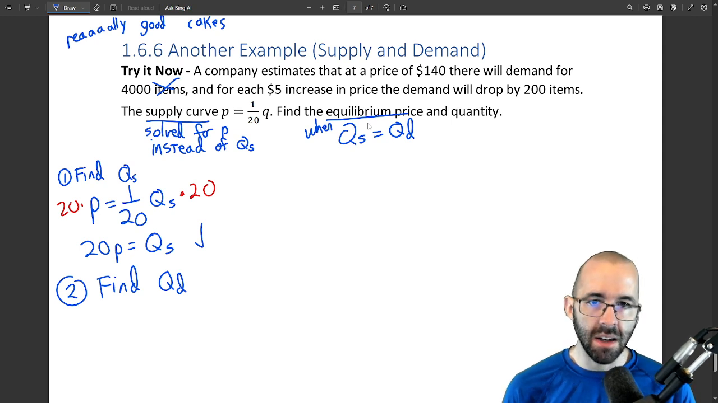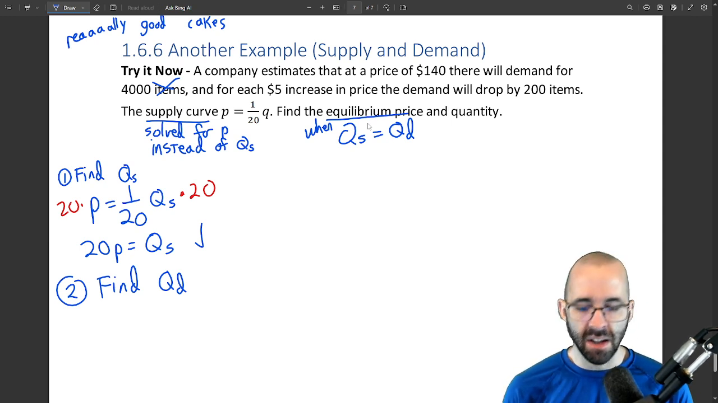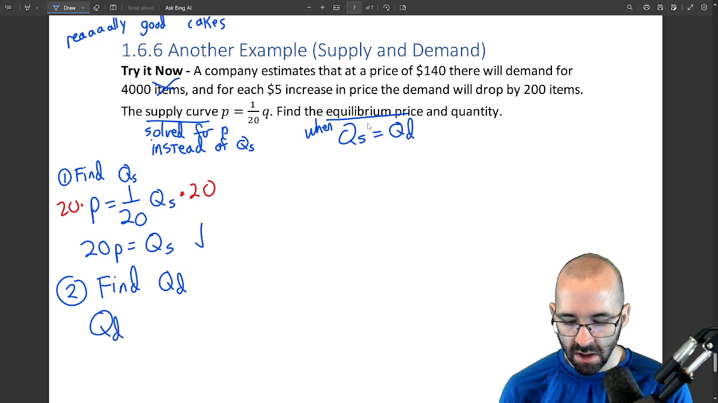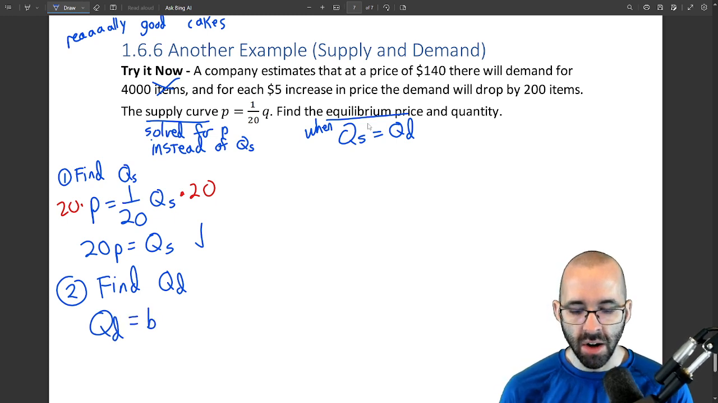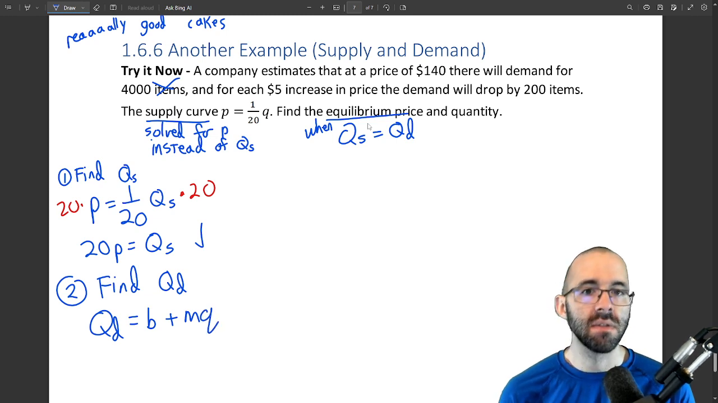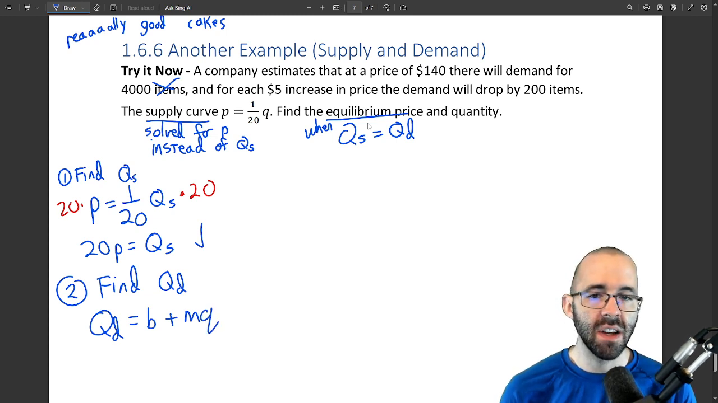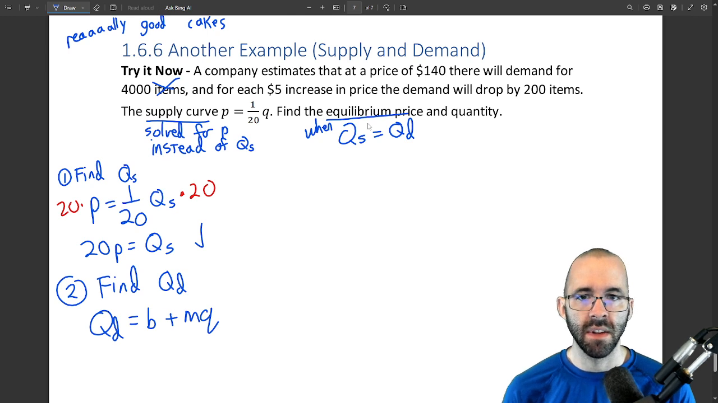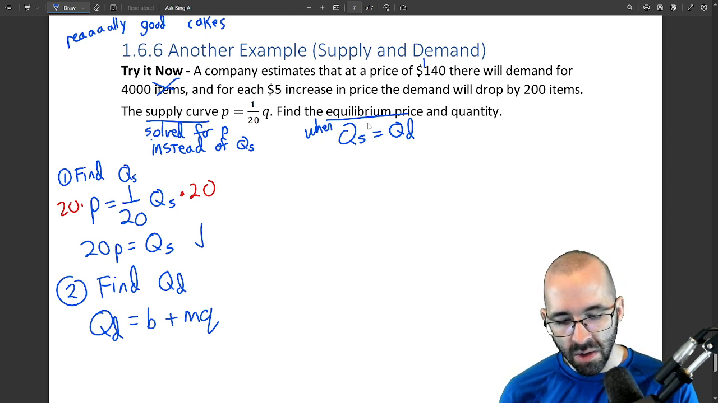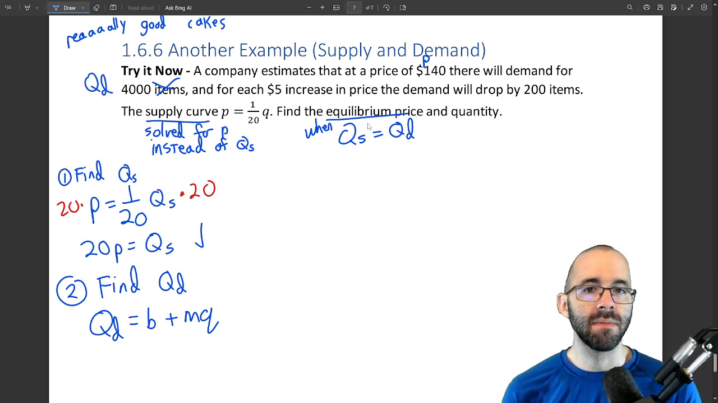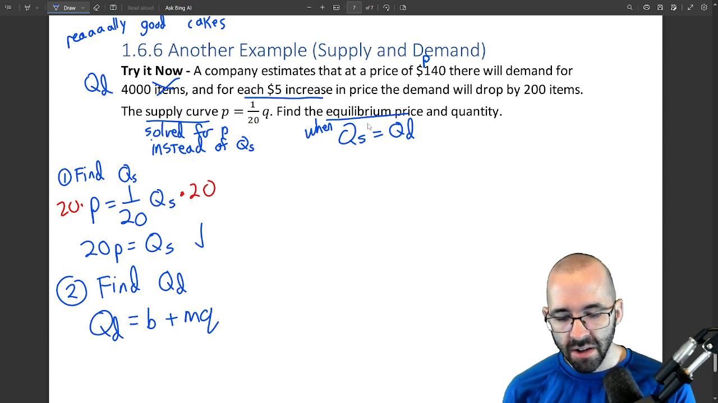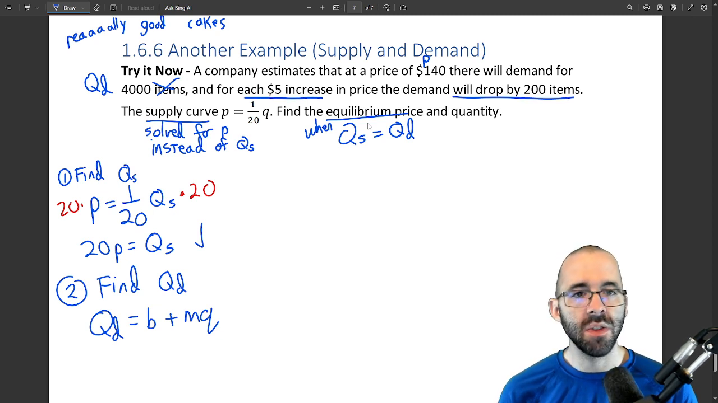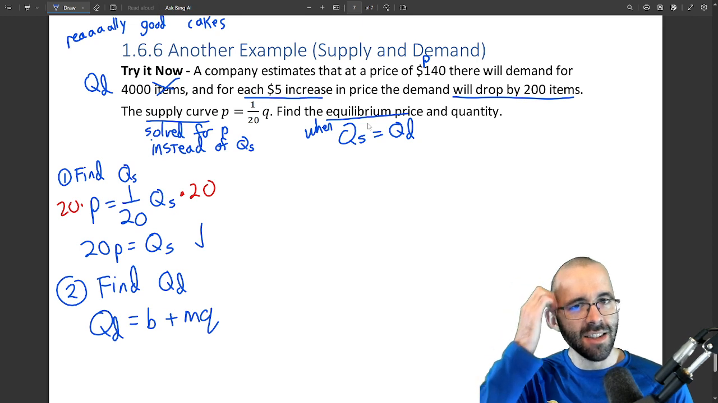That's a little bit more complicated. We're going to again assume that QD is linear. So it's going to be some starting value plus some slope times how much we're selling. Okay, well, we know that at some price, we know what the demand's going to be. And every $5 increase in price, demand drops by 200. That kind of sounds like a rate of change. That kind of sounds like a slope.